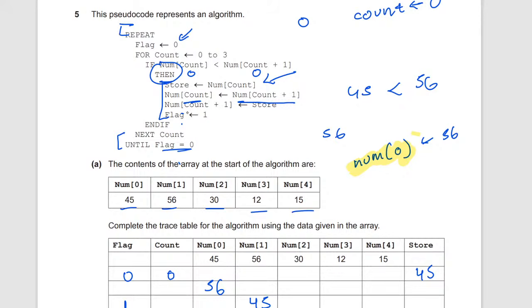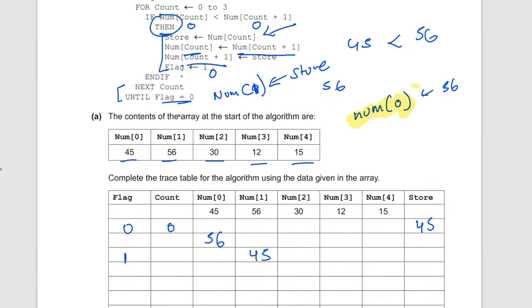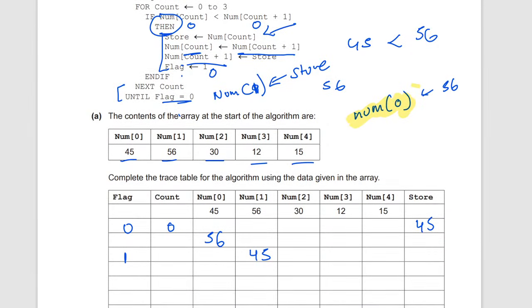It then says num count plus 1. Remember, count is still 0 here. Whatever this num is, which in this case will be num1, is what store is, hence why it is 45. A bit tricky, but I'm trying to explain it the best I can. This is of course the first cycle. It'll take some time to understand, but once you get the gist of it, you'll understand. And then it finally says that flag becomes 1.